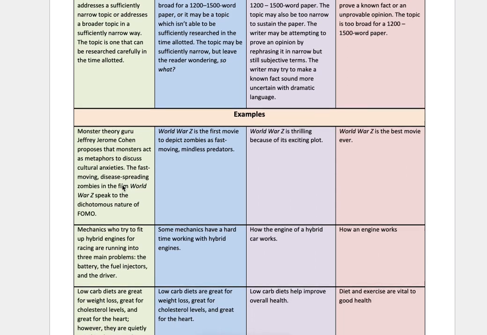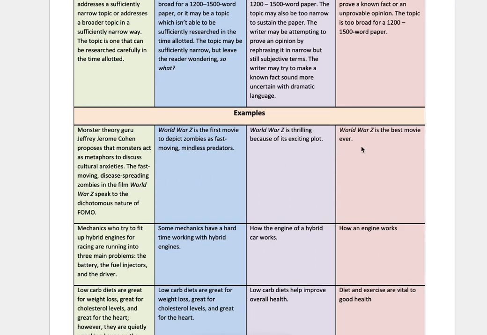So here we have a theorist being brought in, right? So we've gone from World War Z is the best movie ever to monster theory guru Jeffrey Jerome Cohen proposes that monsters act as metaphors to discuss cultural anxieties. So now we're going to be looking at a specific angle of why we should care about the fast moving, disease spreading zombies in the film World War Z, and how specifically they speak to the dichotomous nature of FOMO, which is fear of missing out. So this is a little bit intriguing. You're not quite sure probably what this paper is going to discuss, but it is definitely specific. And it's so specific that it's something that would be like a 4 to 5 page paper.